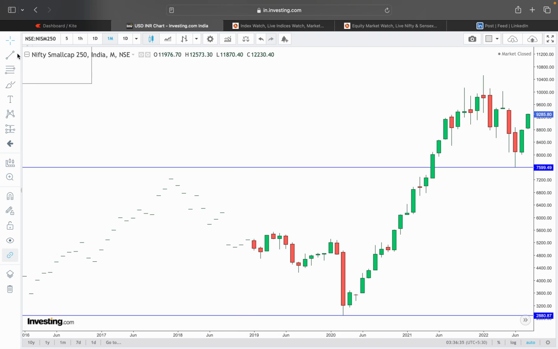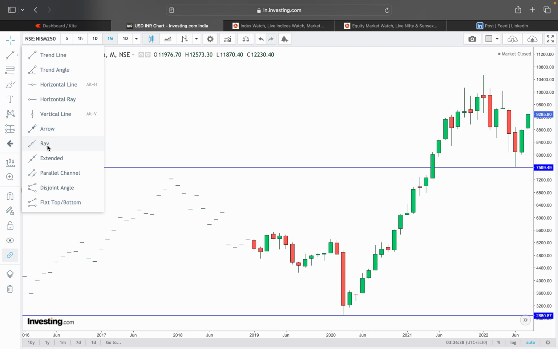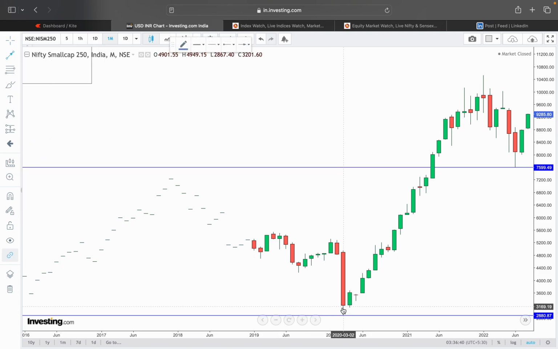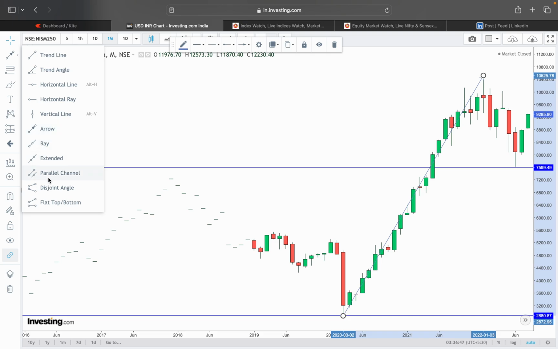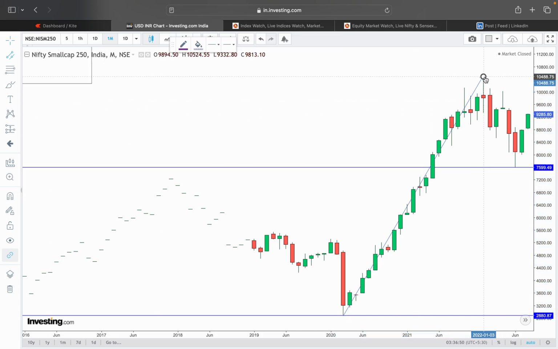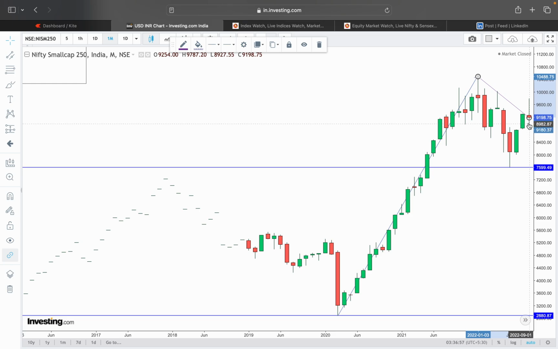I will just see if I can find an arrow. I just select this here, and then I will see if I can find some parallel channels, and I will select this here, and I will extend it, or at least it's supposed to extend from here. Now this one extended.